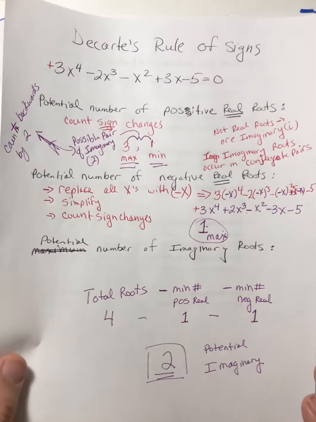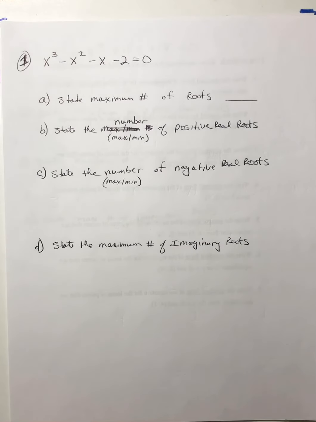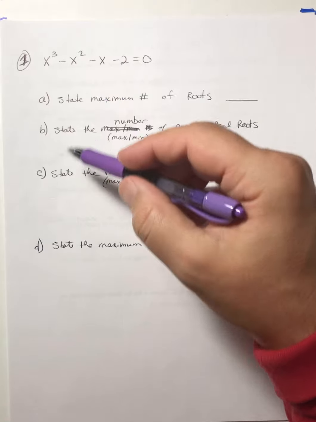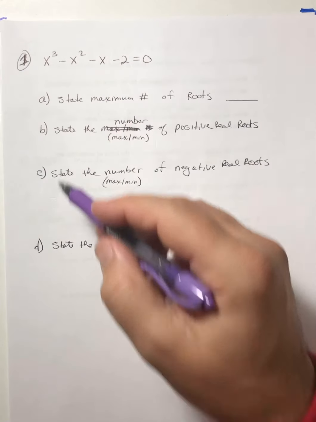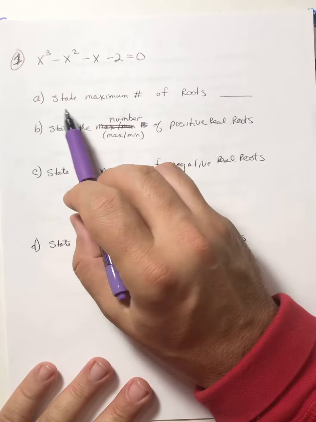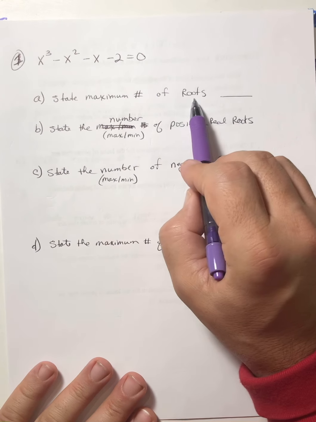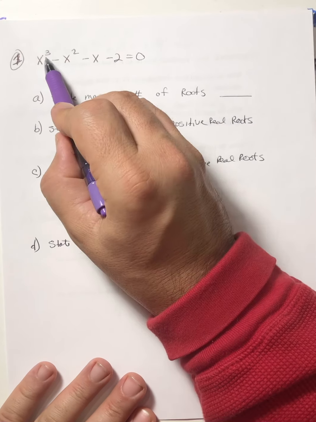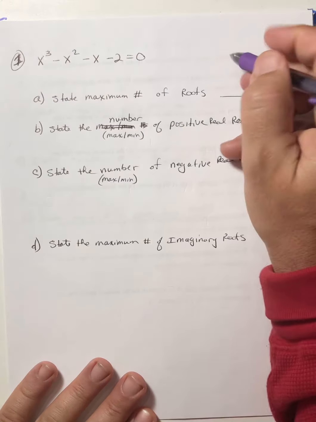All right, example number 1. First thing we're going to do is you're going to have a bunch of questions to answer for me on your homework. There's actually 5 of them. The last one is to solve. State the maximum number of roots. Well, that's just your degree. It's a 3rd degree equation. We're going to have 3 roots.